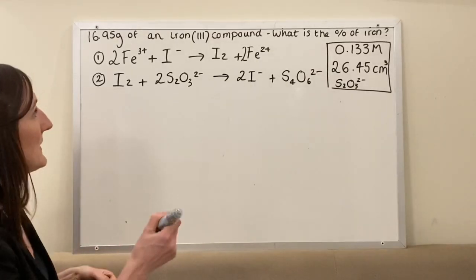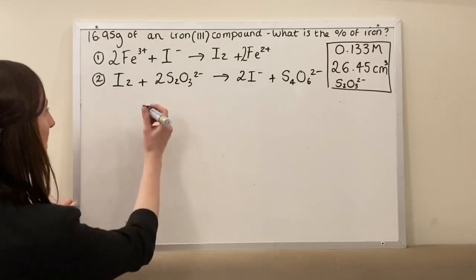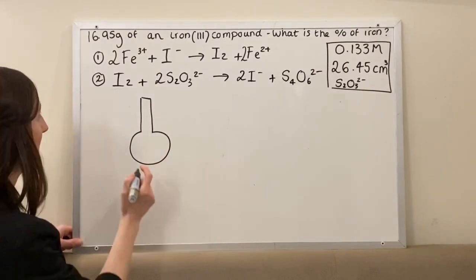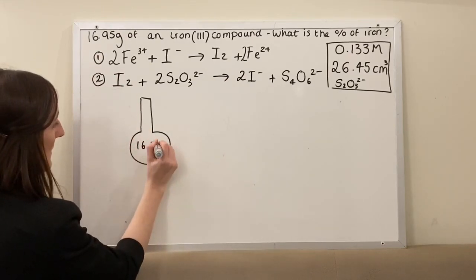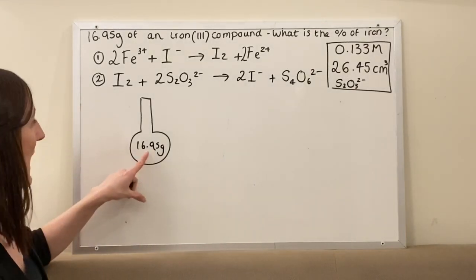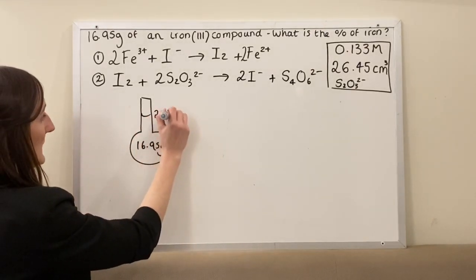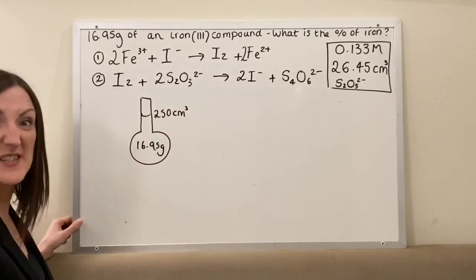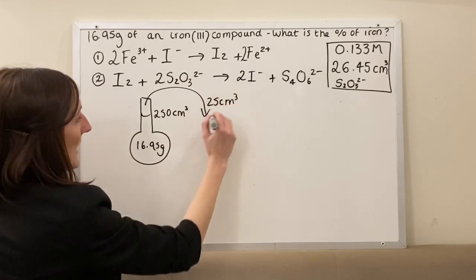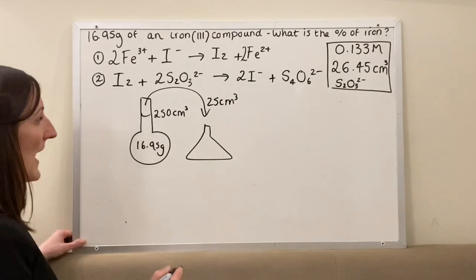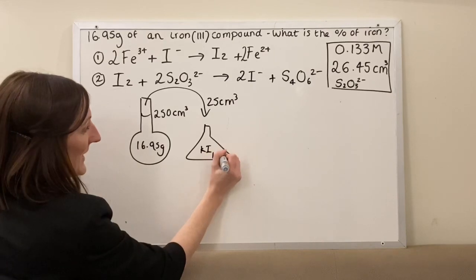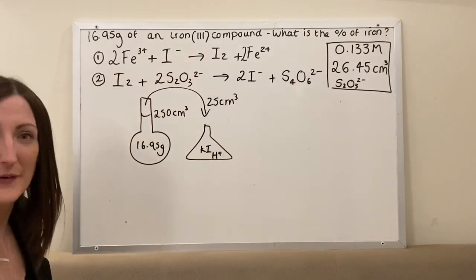Just as a brief reminder of what we did, I like to draw it each time to really make sure I know what's what. We've got a volumetric flask. We're told we've got 16.95 grams of our iron sample, and we don't know how much iron is in there. We're going to make that up to 250 centimetres cubed with just distilled water. We take 25 centimetres cubed aliquots of it in a conical flask, and we add, remember, our excess potassium iodide. We're going to acidify it and let that reaction happen.